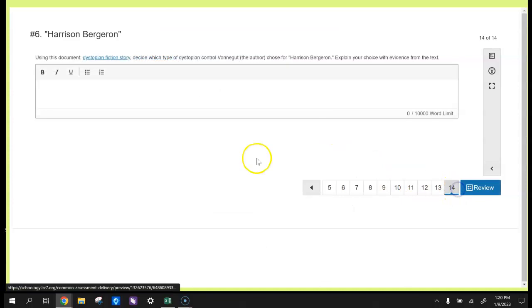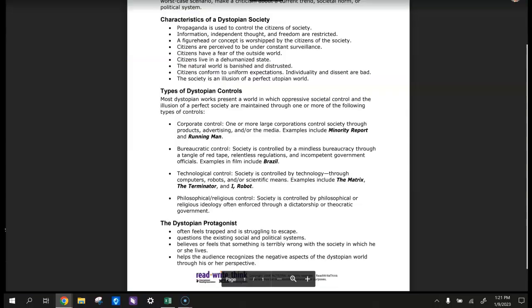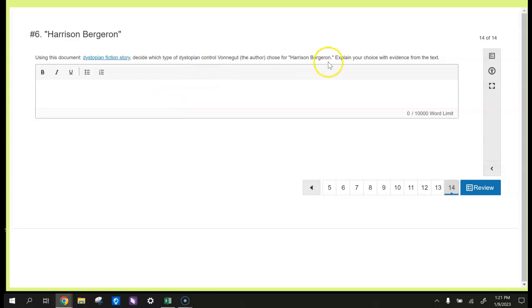Then for 14, using the same document, decide which type of dystopian control Vonnegut chose for Harrison Bergeron. Explain your choice with evidence from the text. So which type does he use? Does he use corporate control, bureaucratic control, technological control, or philosophical religious control? If you feel like he uses a little bit of two of them, three of them, then that's fine. Just explain where you got your answer. So let me know if you have questions.